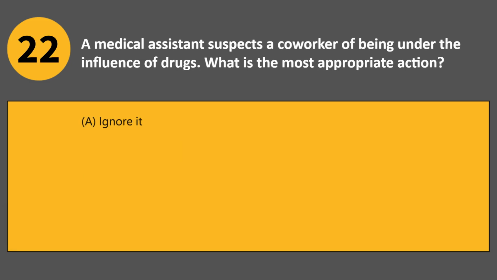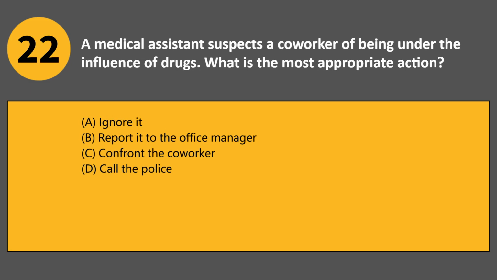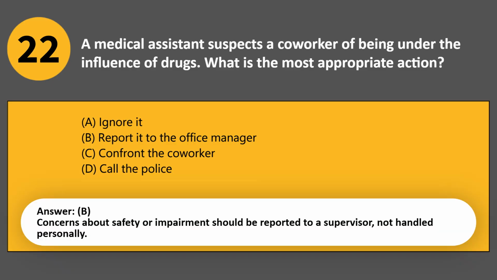A medical assistant suspects a coworker of being under the influence of drugs. What is the most appropriate action? A. Ignore it. B. Report it to the office manager. C. Confront the coworker. D. Call the police. Answer B. Concerns about safety or impairment should be reported to a supervisor, not handled personally.